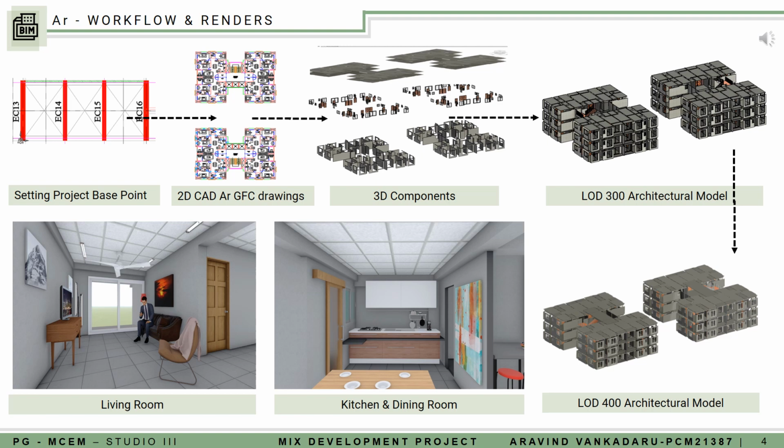Later, 3D components such as walls, windows, ventilators, and doors were created. Along with that, the ceiling, POP, was also created. For this, the electrical consultant will be able to put all the electrical fittings, fans, and lights to the ceiling. The LOD 300 model is totally completed along with this. Extra parameters and detailing were assigned for LOD 400 models, such as plaster detailing and doors and windows detailing. On the left corner, you can see the living room and kitchen dining renders.